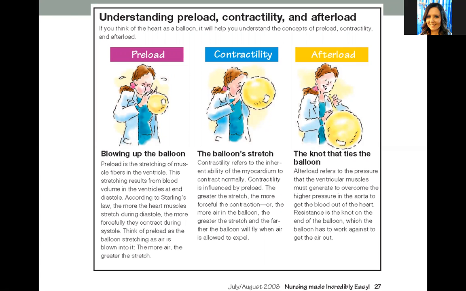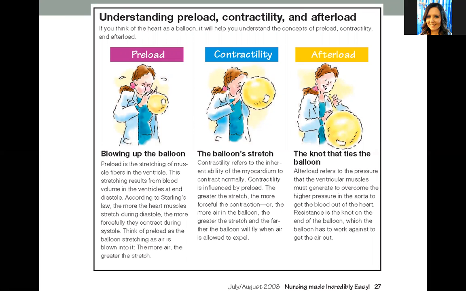So when we talk about afterload, with afterload and stroke volume, there's an inverse relationship. So that means if afterload increases, then stroke volume decreases. If afterload decreases, then stroke volume increases. So stroke volume is the amount of blood pumped out of the heart with each heartbeat.